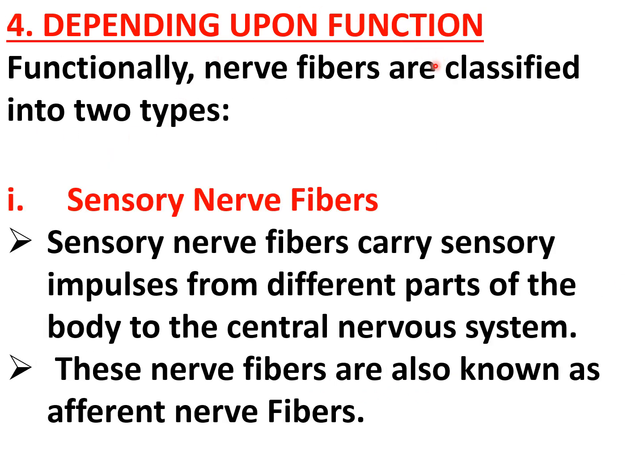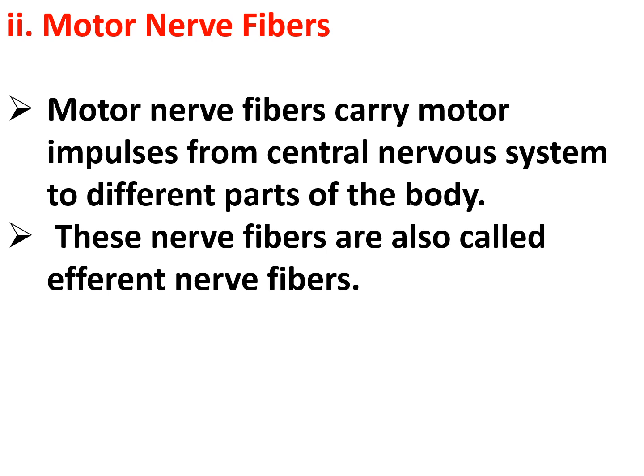Then depending upon the function, the nerve fibers are classified into two types, sensory nerve fibers and motor nerve fibers. Sensory nerve fibers carry the sensory impulses from the different parts of the body to the central nervous system, and these are also known as afferent nerve fibers. Motor nerve fibers carry the motor impulses from the central nervous system to different parts of the body, and these are also known as efferent nerve fibers.